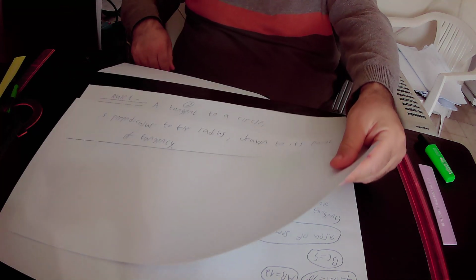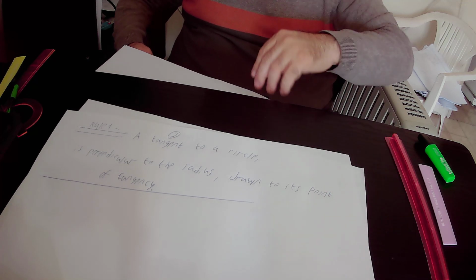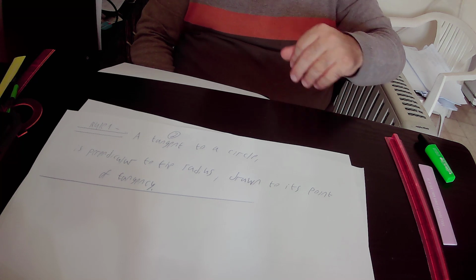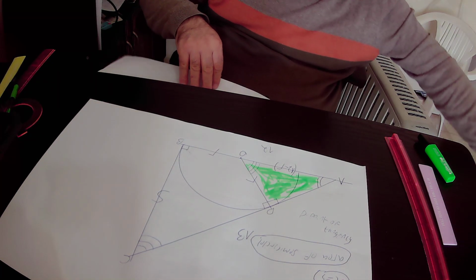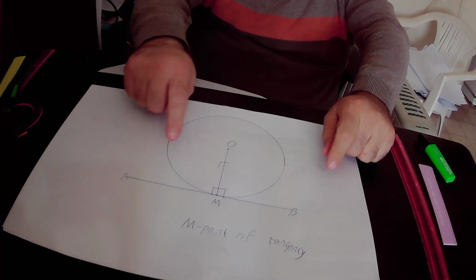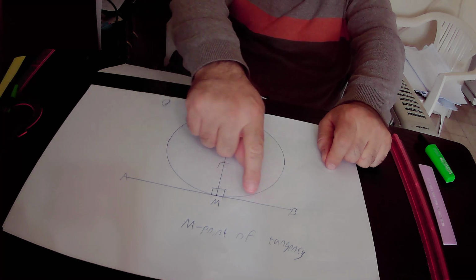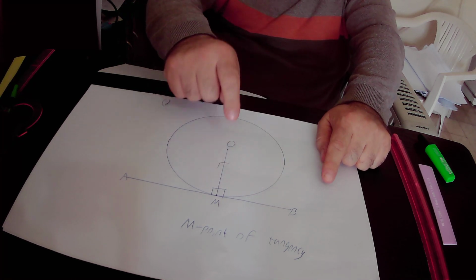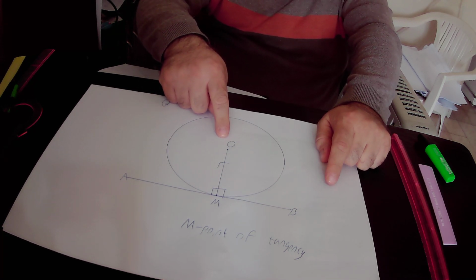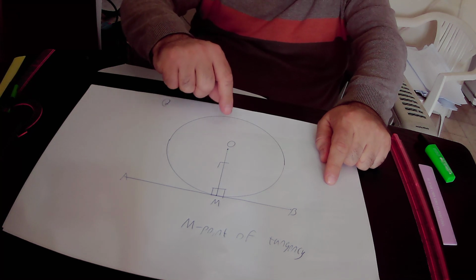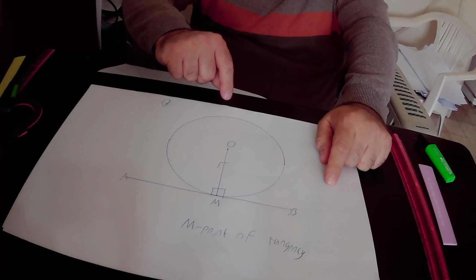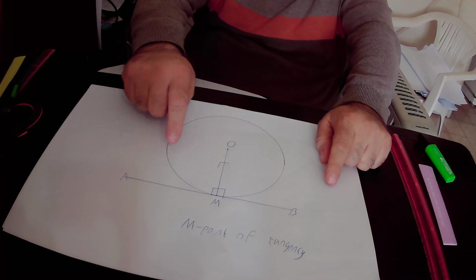Then I presented to you rule number 1. According to rule number 1, a tangent to a circle is perpendicular to the radius drawn to its point of tangency. So what is the meaning of rule number 1? The meaning is that if we have this circle and tangent AB is tangent to this circle at point M, the point of tangency, and we have OM, the radius of this circle drawn to the point of tangency, then the tangent AB will be perpendicular to this radius.